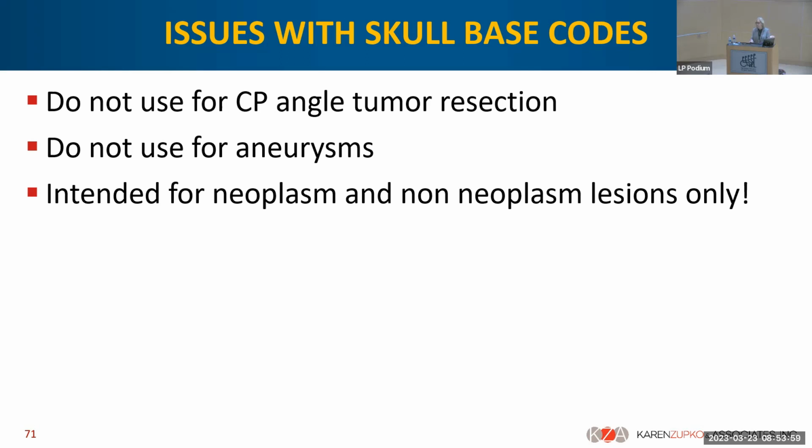And you don't use it for aneurysms. I don't care where the aneurysm is. I don't care if it's a really tough basilar aneurysm that really takes you going into the posterior skull base. You have to use the posterior aneurysm codes, and that will pay you as much as billing the skull base codes. And payment's not the issue. It would be inappropriate to bill a skull base code for an aneurysm clipping. So again, it's intended for tumors only.